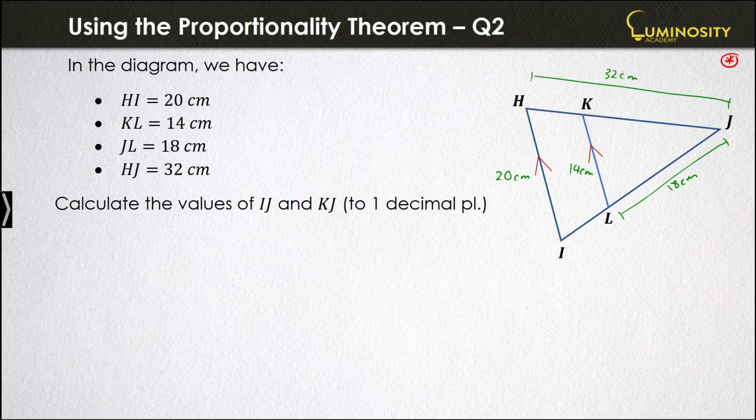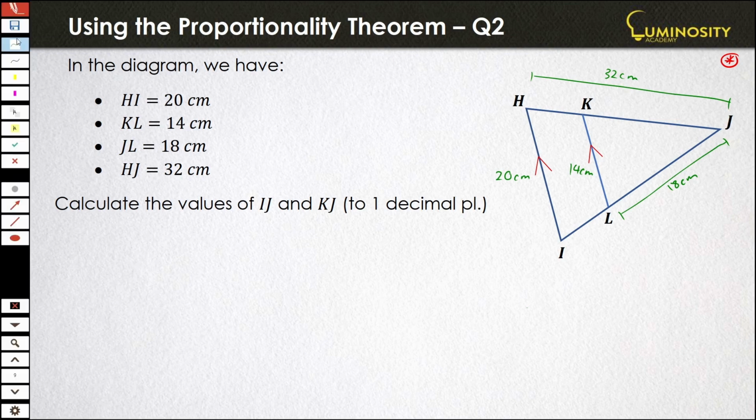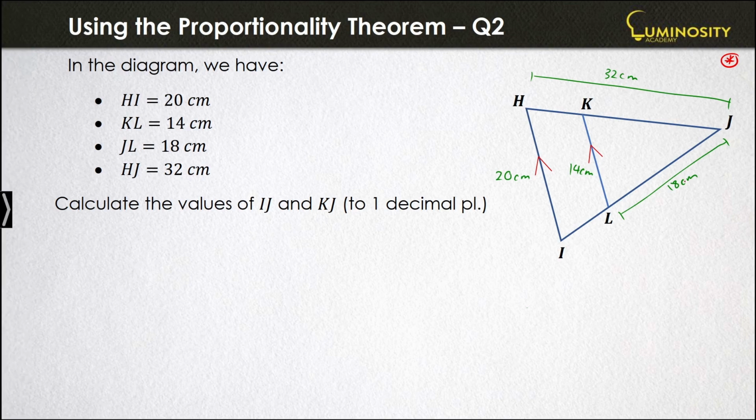We want to calculate the values of IJ and KJ. So IJ is this length over here. So IJ is this larger length. That's IJ. And KJ is this short length here. Alright, to one decimal place each. So let's have a look at some of the proportionalities that we can use.